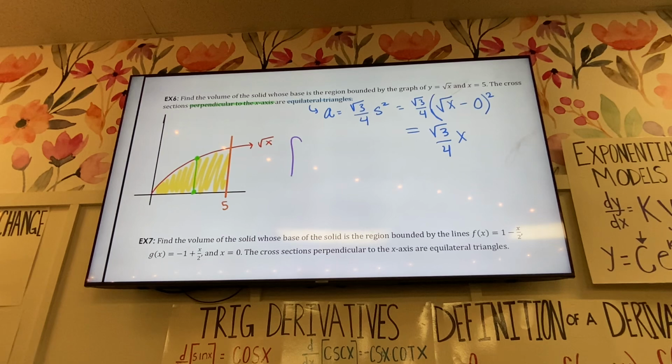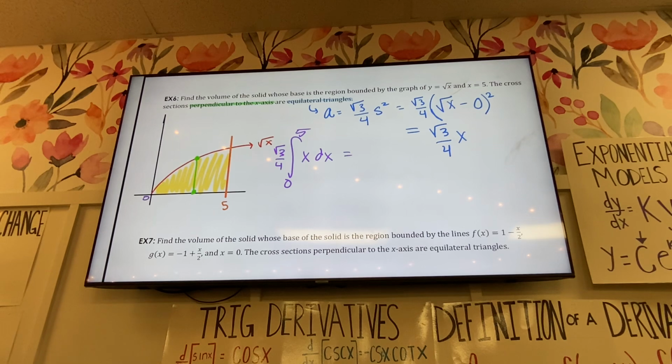So my integral is going to be from what to what? 0 to 5. So 0's there, all the way to 5, which it gives me, which is nice. If you want to, you can pull out the square root of 3 over 4. You don't have to, but it's a constant coefficient, so we can pull that coefficient out. And then we just have x that we have to integrate.